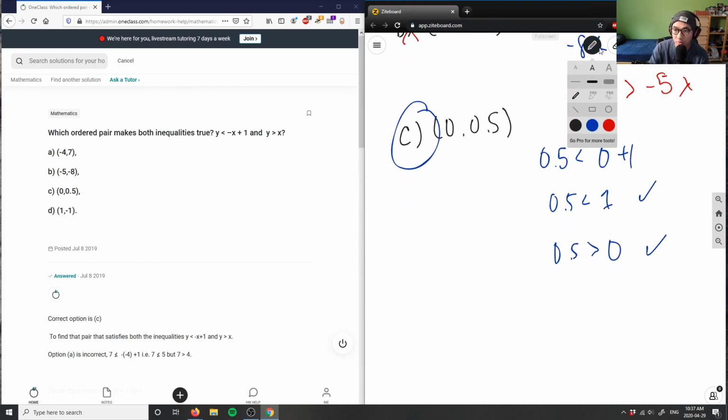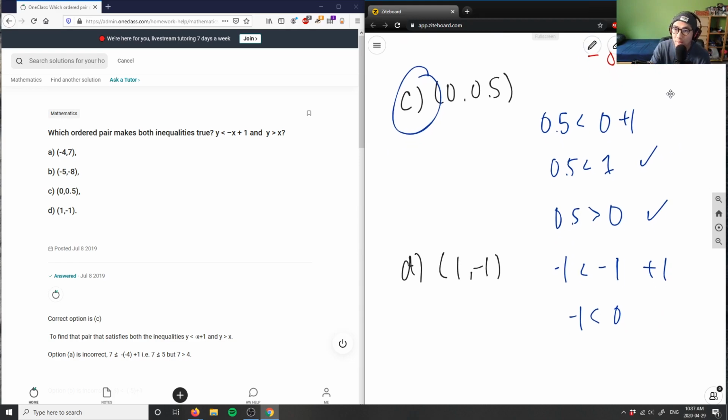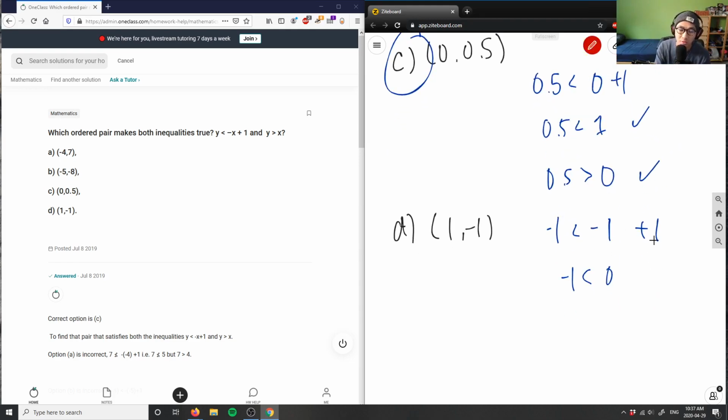I'm just going to check D for you real quick so we don't have 2 answers in this problem. I have 1 and negative 1. y is again negative 1 in this case. It is going to be less than negative x plus 1. Negative 1 is less than negative 1 plus 1, which is 0. This is correct, 0 is greater than negative 1, sorry. But I would have to check my other inequality, which is y has to be greater than x. Negative 1 has to be greater than 1. This is not correct because negative 1 is less than 1. So D is not correct as well. Therefore, C is my only correct answer.